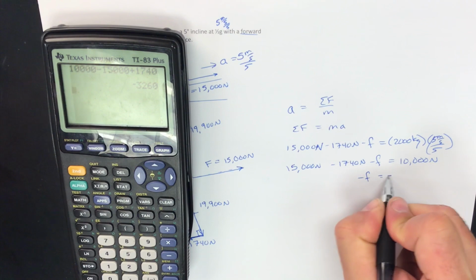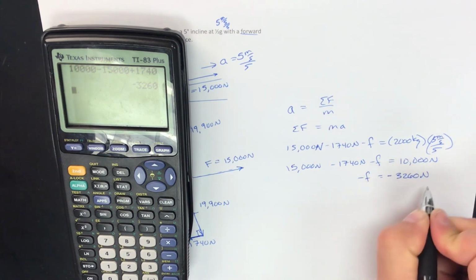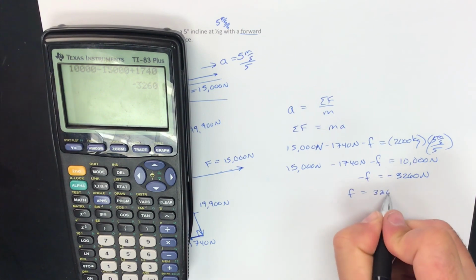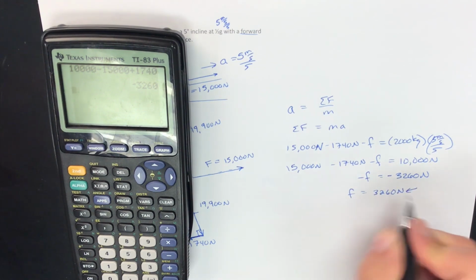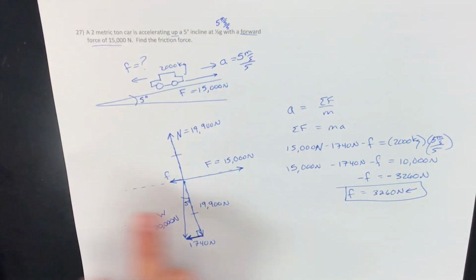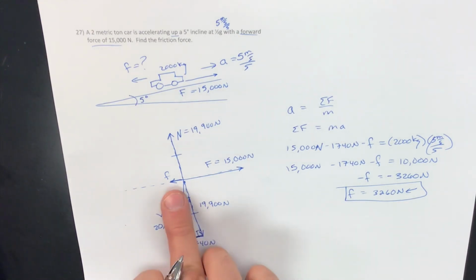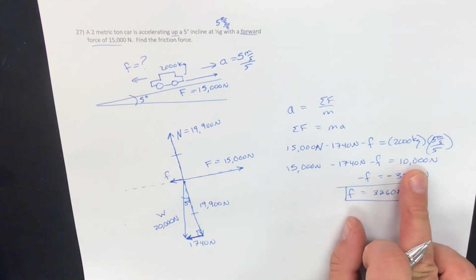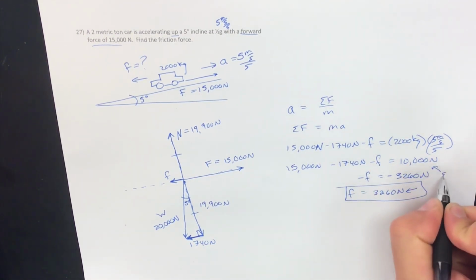Negative F equals negative 3260 newtons. Don't drop the negatives, you tend to. So the friction force is 3,260 newtons in that direction, parallel to the inclined plane as shown here, and that 3260 plus the 1740 gives you 5,000, because the 10,000 newtons is the net force.